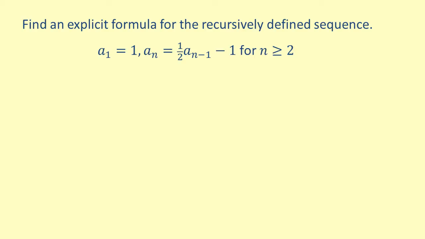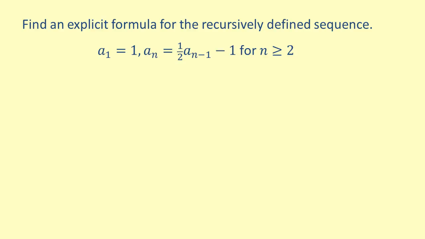Sequences can be given by an explicit formula, or they can be defined recursively. That is, a sub n is expressed in terms of previous elements. If we are given a recursive sequence, we may be able to find an explicit formula for the sequence. The technique is to write out several terms and look for a pattern.